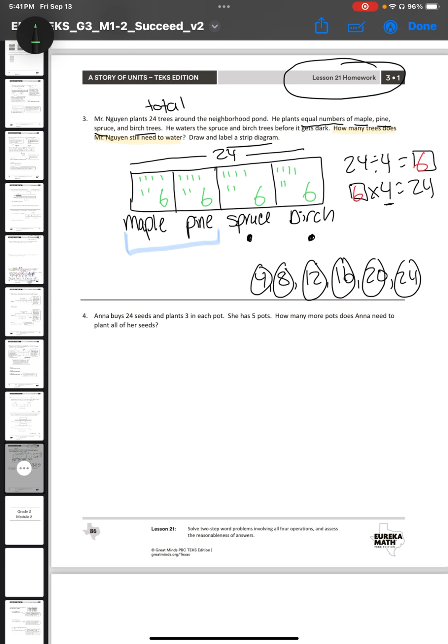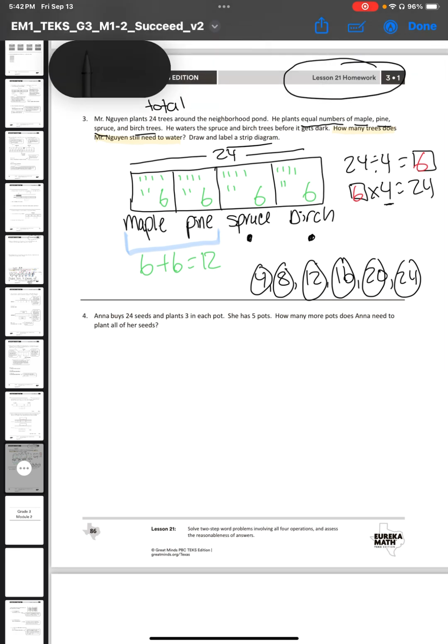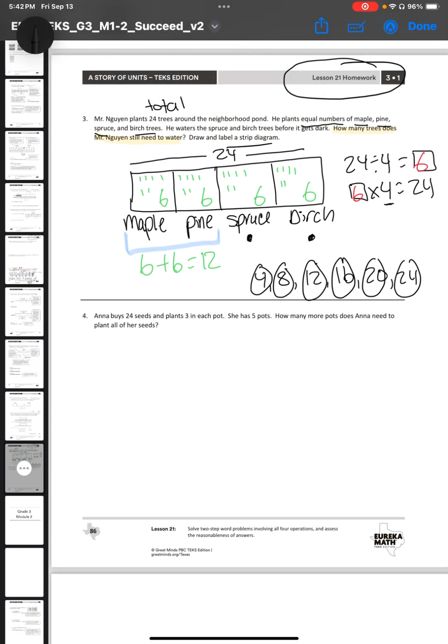Okay, if I know there are 6 maples and 6 pines that still need to be watered, all I have to do at this point is add together 6 and 6, and that equals 12. And I like to have kids write a sentence with their answer, a complete sentence if possible, and it's something we're still working on. So we could write, and I'm going to write it down here on 4 because I'm out of space up there. I told you we'd need all the room, and we do.